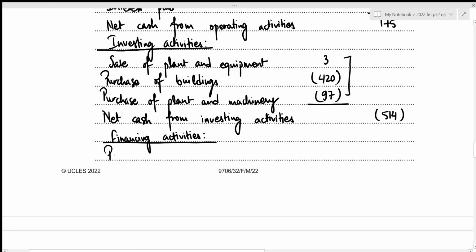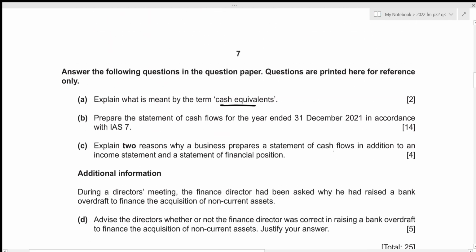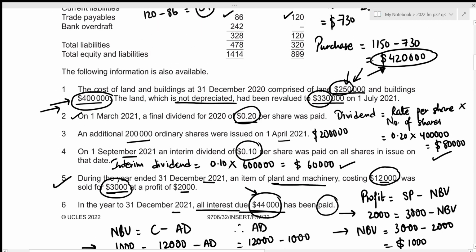So that is proceeds from issue of shares worth 250. All right, then we also calculated the dividend payments, right? And these are the dividend paid to the shareholders by the company, which means that for the company this is going to act as a cash outflow. So we need to subtract this amount of 80,000 as well as this amount of 60,000 in our financing activities section. So let's write it down.